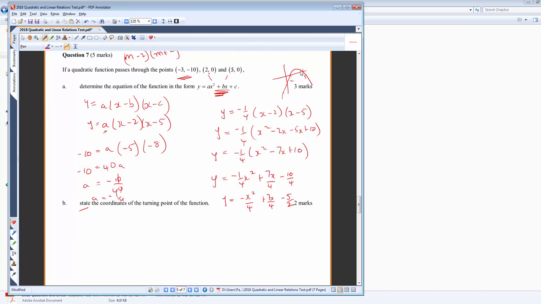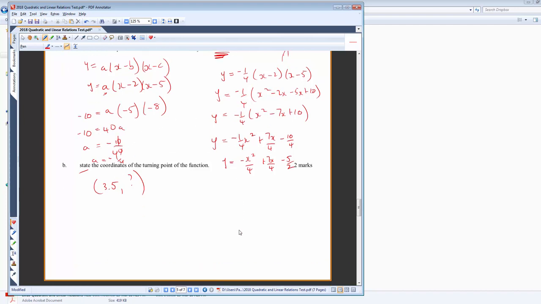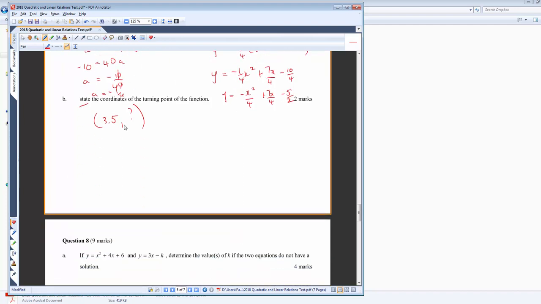So those that sketch this realize that the turning point would actually be here, the midpoint between 2 and 5. And so they knew that the turning point would be 3.5 comma something. So what we needed to do then was put the 3.5 into this function here, and it'll throw out the y value when x is 3.5. So let's do that. It's a pretty tough substitution, as you can see.